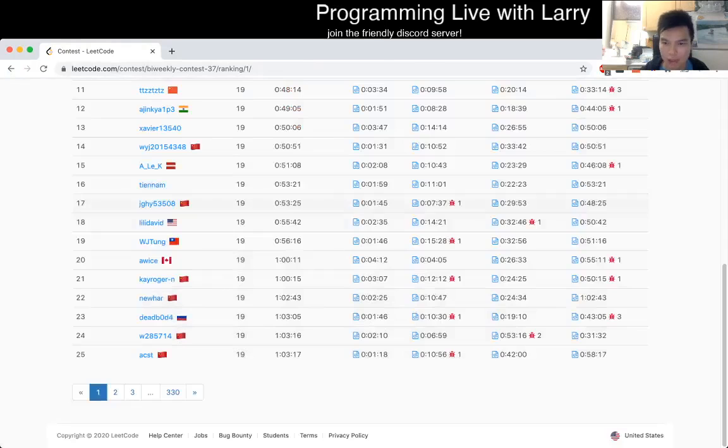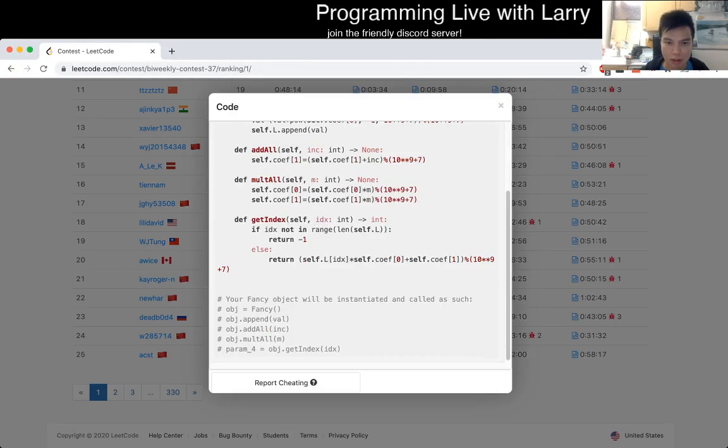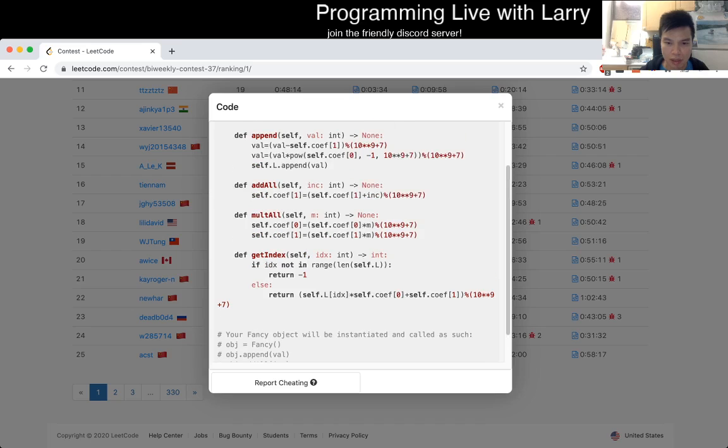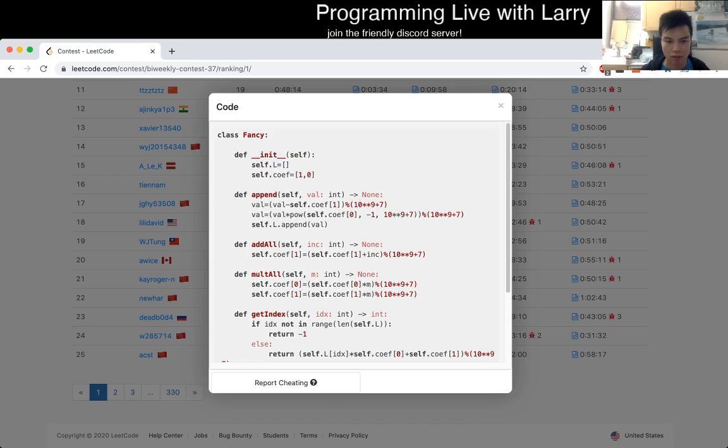Is that really the only way to do it? I guess so. I mean, I just didn't think that inverse modulo would be in scope. That's why I didn't try it. Guess I should have tried it.